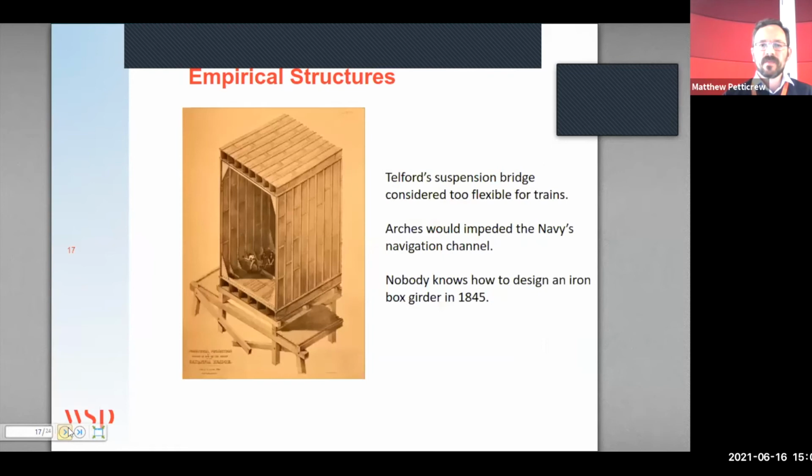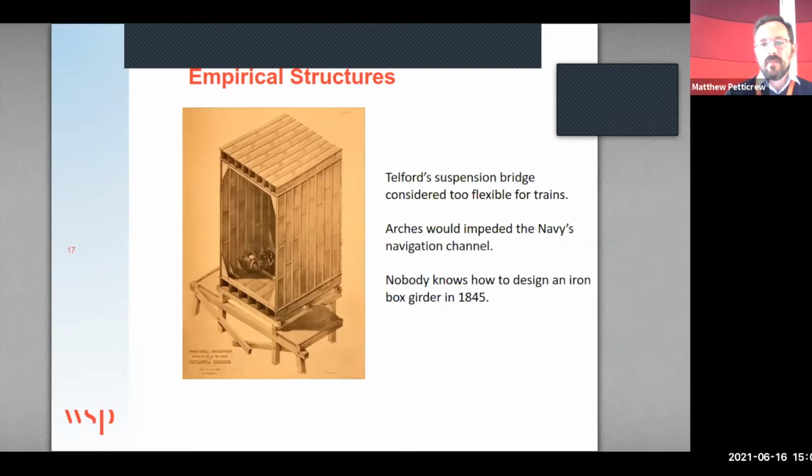So the bridge was to carry a new railway that was to take trains out towards the seaports, where you could get to Ireland easier. And there'd recently been a suspension bridge that was built quite close by Thomas Telford. But the suspension bridge was deemed to be too flexible for trains, and the Navy objected to arches being placed into the channel because they felt it would impede navigation. And to try and solve the problem, Robert Stevenson had come up with this idea of a box girder.